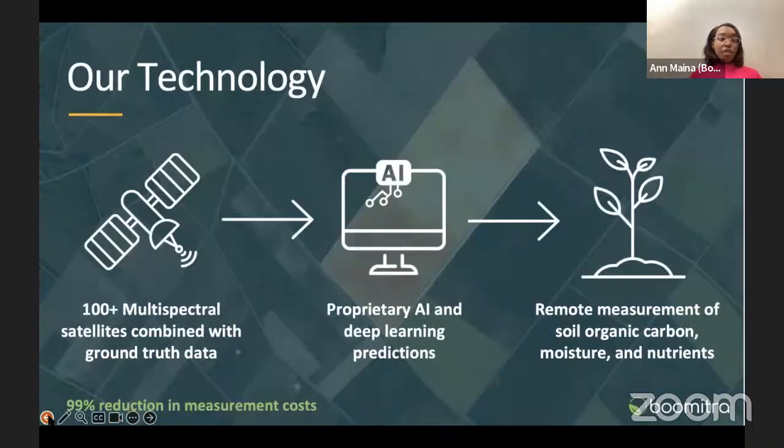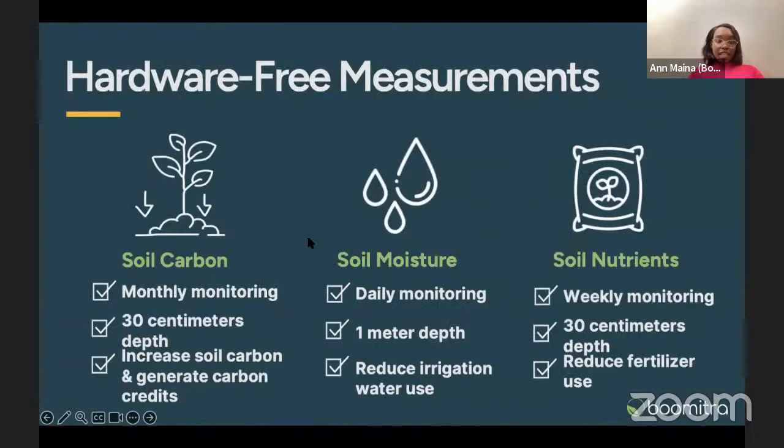With our technology we're able to do this at scale, and it also helps us reduce the measurement cost by up to 99%. So these are the insights that we get. We are able to monitor the soil carbon, the soil moisture, and the soil nutrients, such as nitrogen, phosphorus, and potassium.